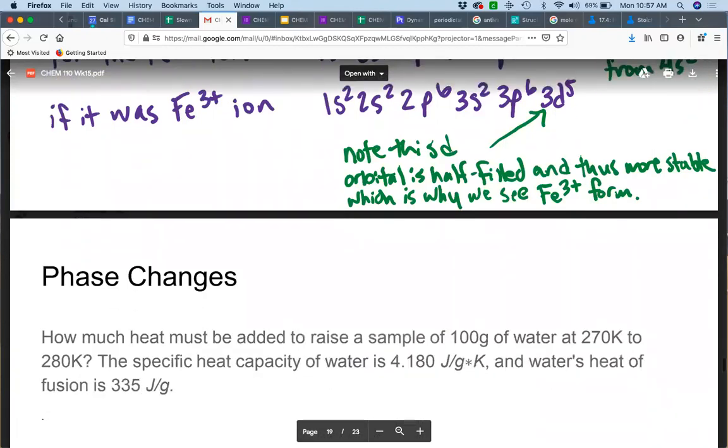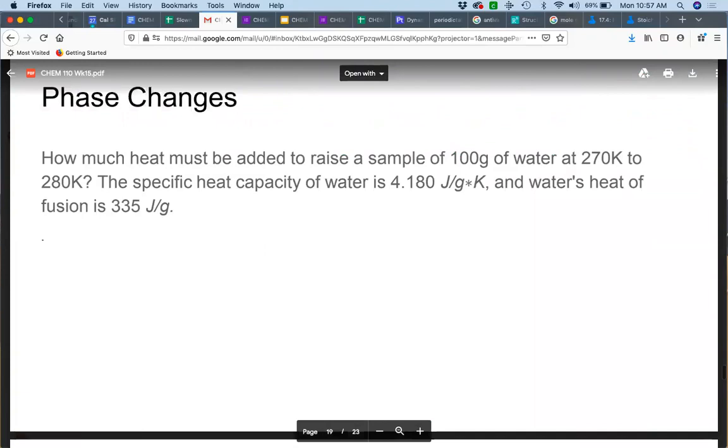Let's talk a little bit about phase changes. This is where we left off. We were talking about phase changes for the Clausius-Clapeyron and other types of problems associated with chapter 10. Part of what we want to think about is changes in energy with respect to phases.